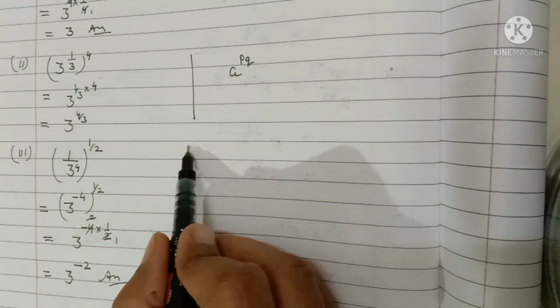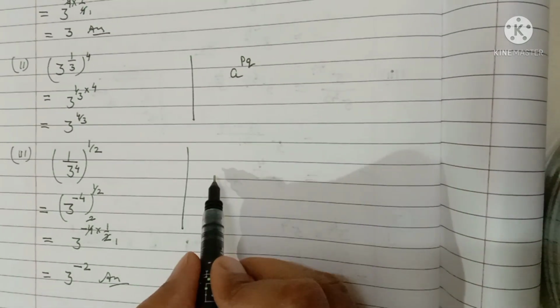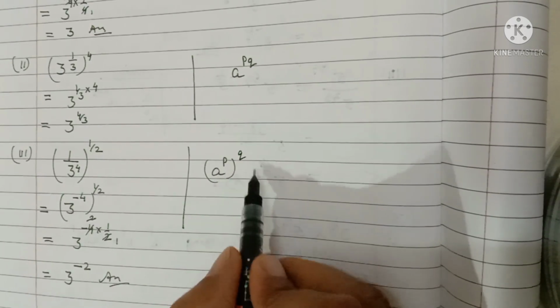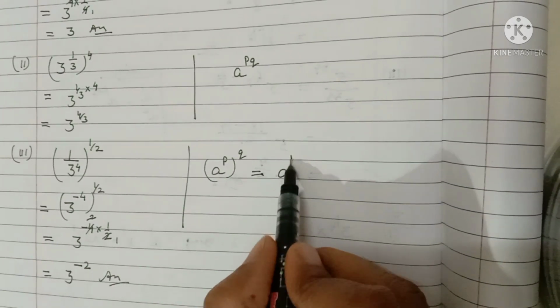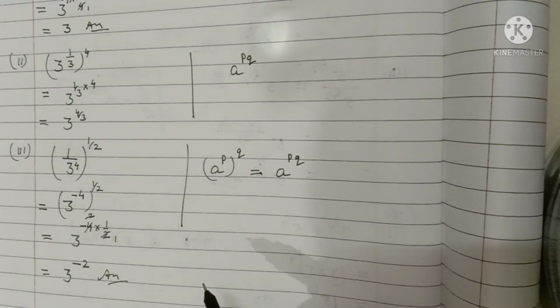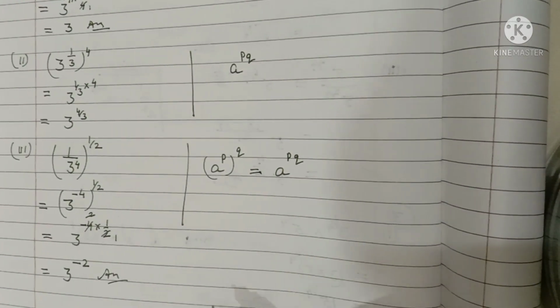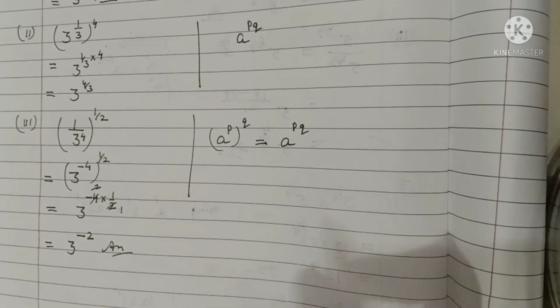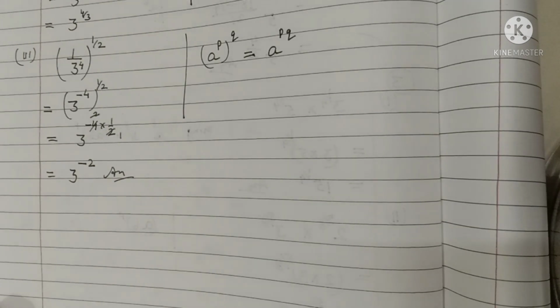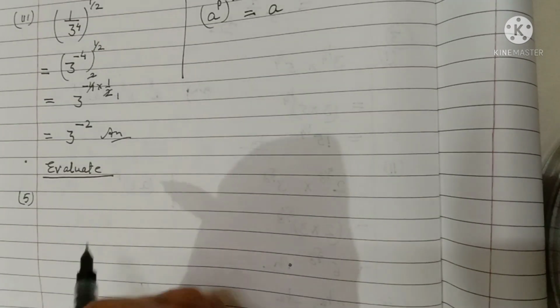And same here, the law: a to the power of p to the power of q is equal to a to the power of pq. Now question number 5, in which you have to evaluate, meaning you have to find the value of the given expression.